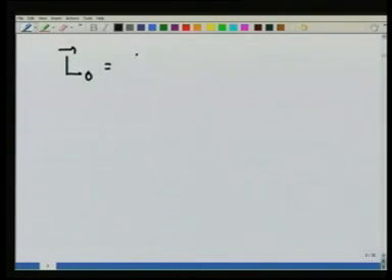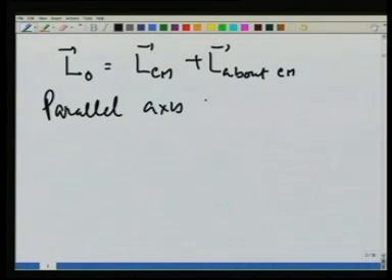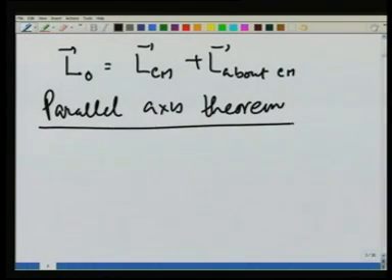This fact that L about any point is equal to L_CM plus L about CM also gives rise to something known as the parallel axis theorem in relation with the moment of inertia. I am sure you have heard of this theorem, but we will come back to it later when we do rigid body dynamics. Right now we are trying to make ourselves familiar with angular momentum.